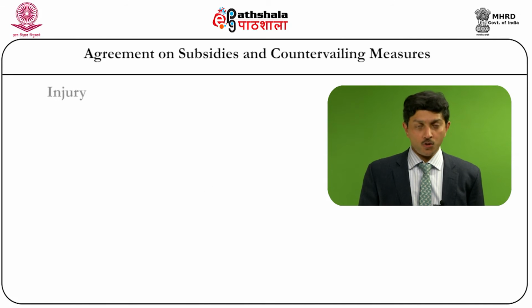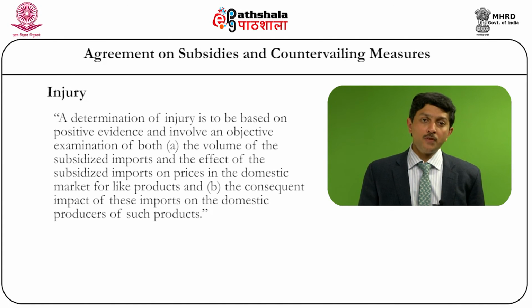Now, let us come back to injury. Like in the case of anti-dumping, the investigating authority will have to establish injury in order to impose CVD duties. A determination of injury is to be based on positive evidence and involve an objective examination of both the volume of subsidized imports and the effect of the subsidized imports on prices in the domestic market for the like product. And secondly, there has to be a consequent impact of these imports on the domestic producers of such like products.